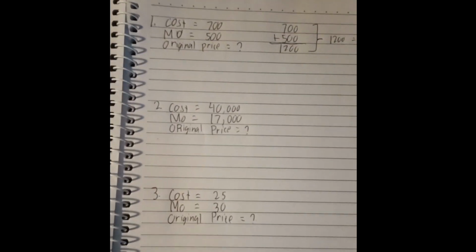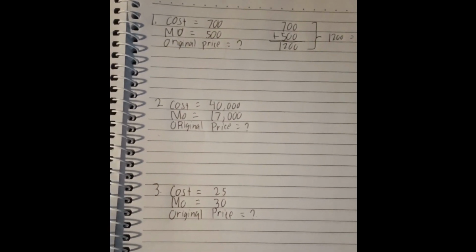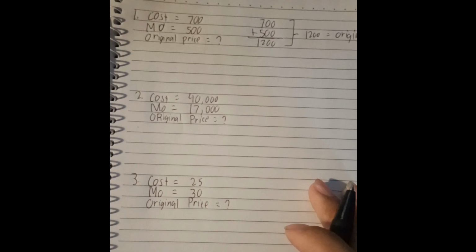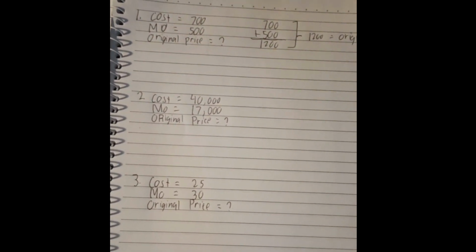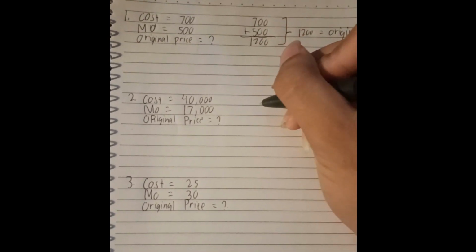In example number 2, we have a big number. The cost is 40,000 and the mark-on is 17,000. But yet again, the original price is missing. How are we gonna solve for this? Just do what we did in number 1. Add the mark-on and the cost.